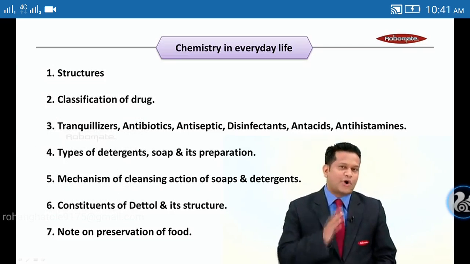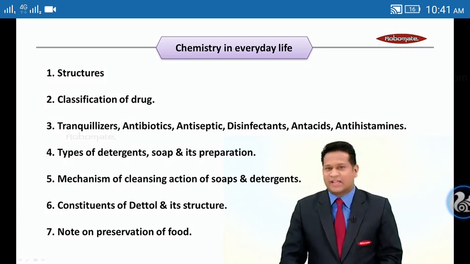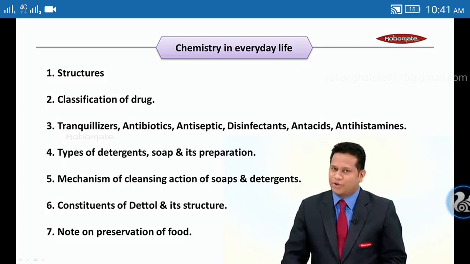Rather, we have discussed all the important questions of chemistry paper 2. That's what we have for this particular module.